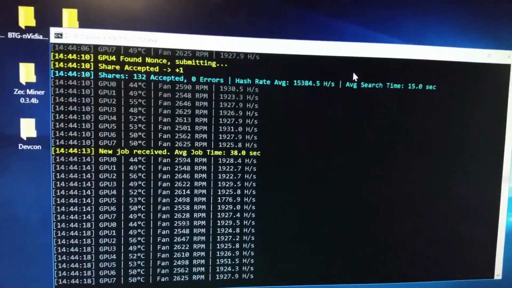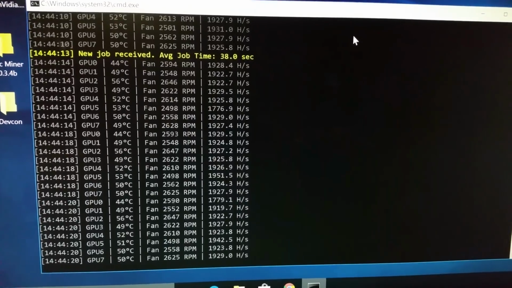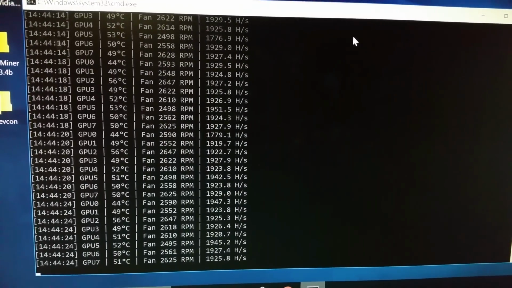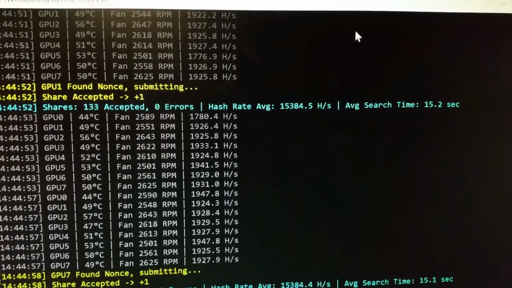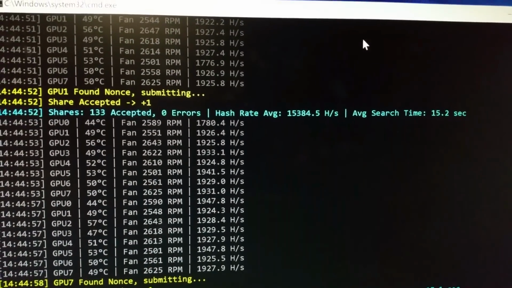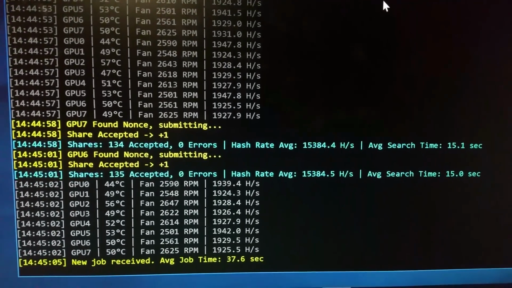Let's see what we're getting. Oh, come on. Thing just scrolled up as soon as I got here. Wow, that actually took a while. Okay, so we're hashing around 15.4 kilohashes per second.